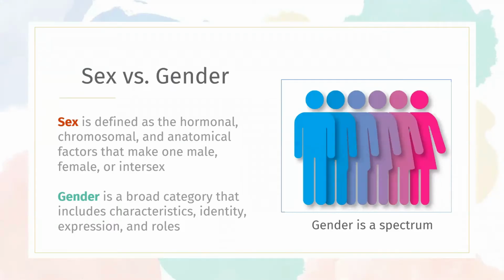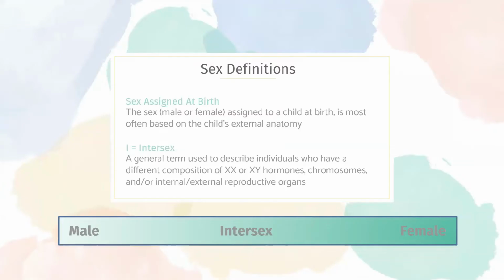Sex versus gender. So, what are their differences? Sex is defined as the hormonal, chromosomal, and anatomical factors that make one male, female, or intersex. Gender is a broad category that includes characteristics, identity, expression, and roles, and we'll get more into that in the next couple of slides. Sex defined at birth is usually based on the child's external anatomy, and intersex describes chromosomes, anatomy, or sex characteristics that cannot be categorized as exclusively male or female. As you can see there on the bottom, intersex is in between the male and female gradient.